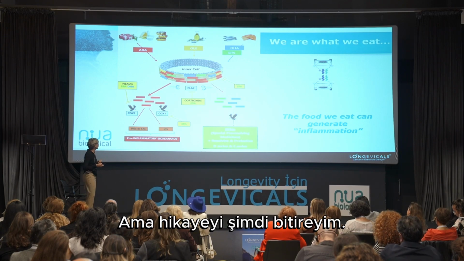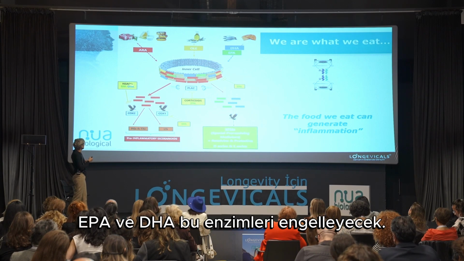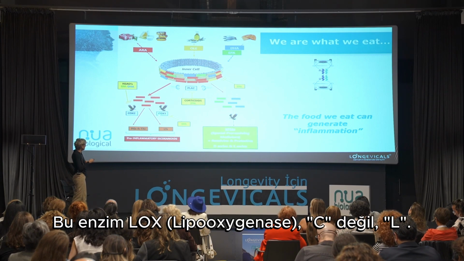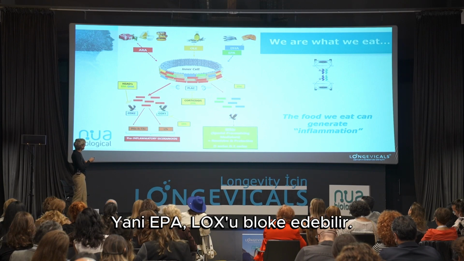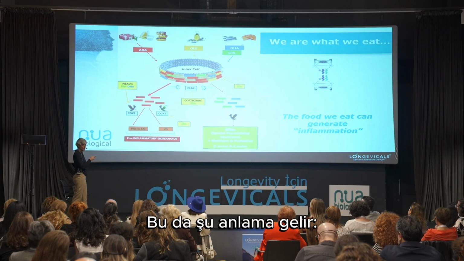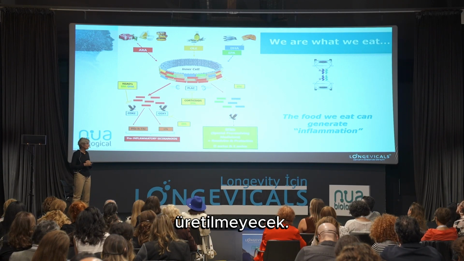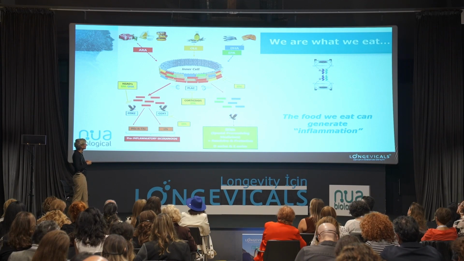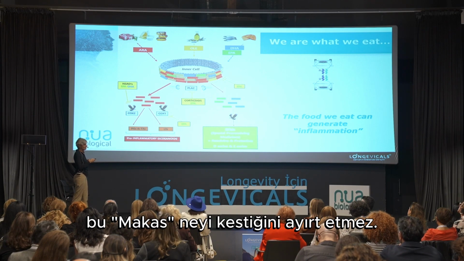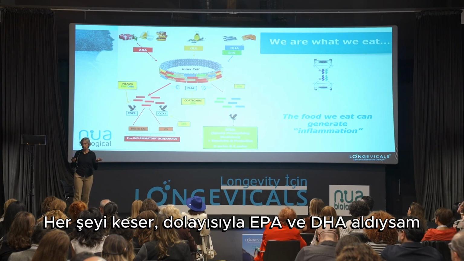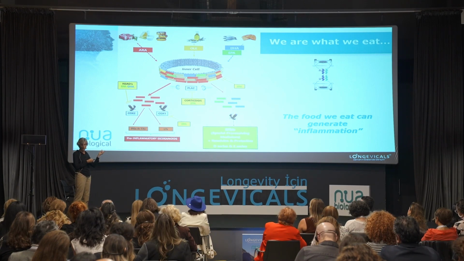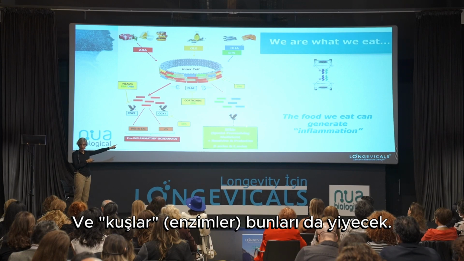But let me finish with the story now. So EPA and DHA will block this. This one is LOX. This is not a C, sorry, it's an L, the LOX enzyme. So EPA can block LOX, which means that these fatty substances will stop being produced by taking EPA. DHA doesn't do that, but EPA has an effect there, okay? But also, these scissors don't differentiate what they chop. They just chop everything. So if I've taken EPA and DHA, they're going to release them free as well. And the birds are going to go and eat that as well.